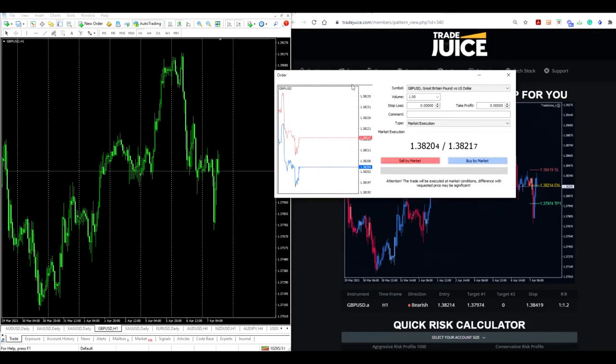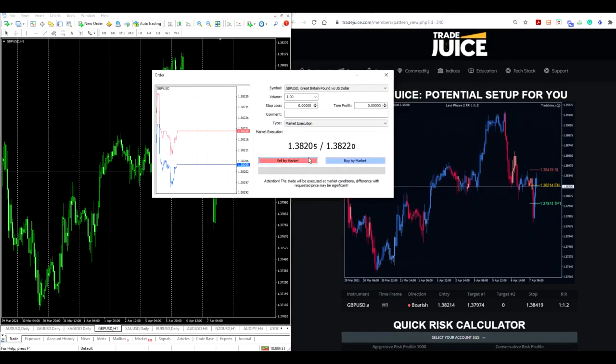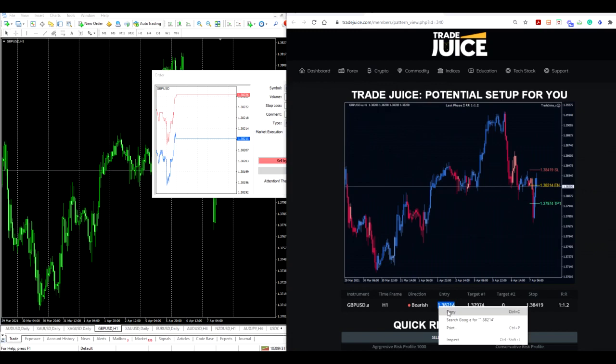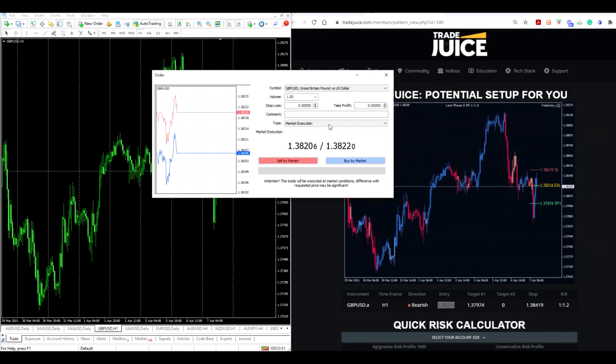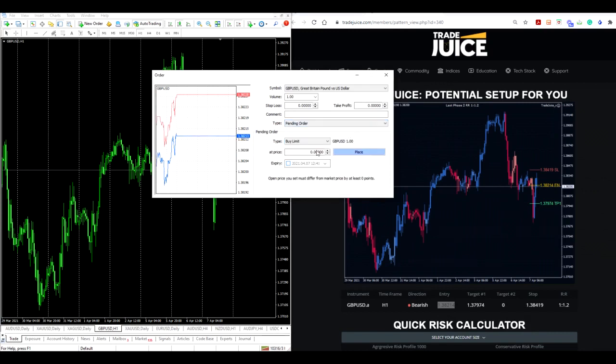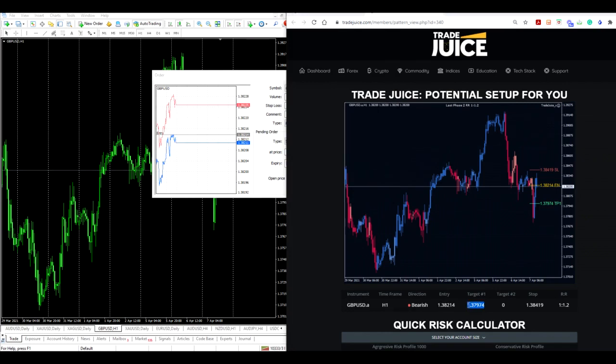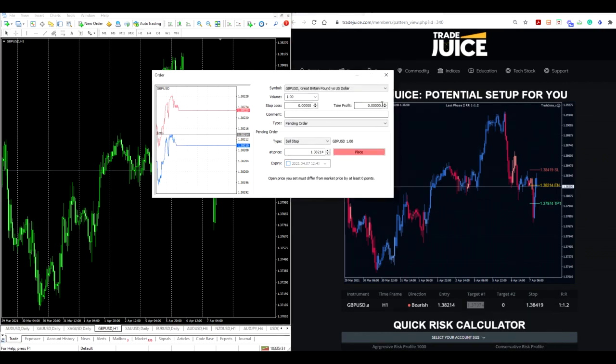So I'm going to enter the suggested trade, which is a sell trade, bearish trade. Entry point is at this point here, and this would be a pending order as price is still above the actual entry point, and what I'm going to do is copy over the target. So I'm putting in my take profit target there.